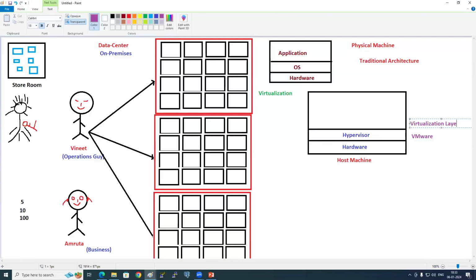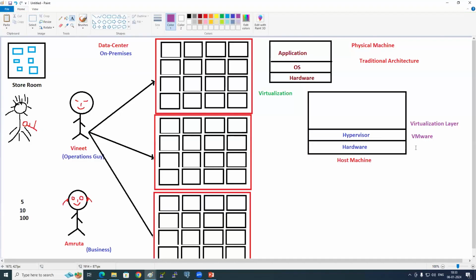Once you install VMware software, what layer will it form? A virtualization layer. What is that virtualization layer called? Hypervisor. What is a hypervisor? It's a virtualization layer. Can you give me one example of a company whose software you install? VMware. So once you install the hypervisor, what will happen?